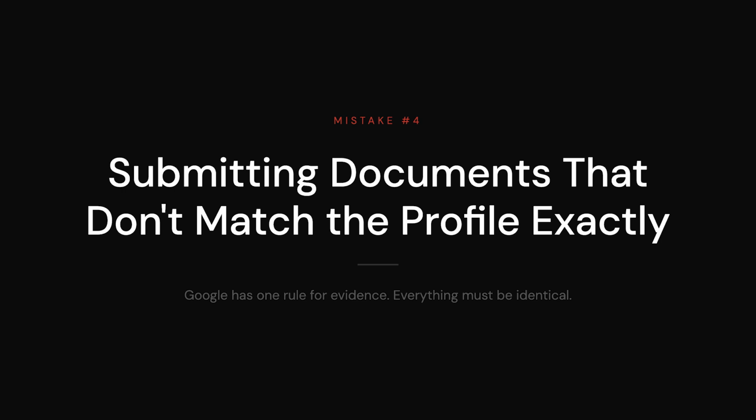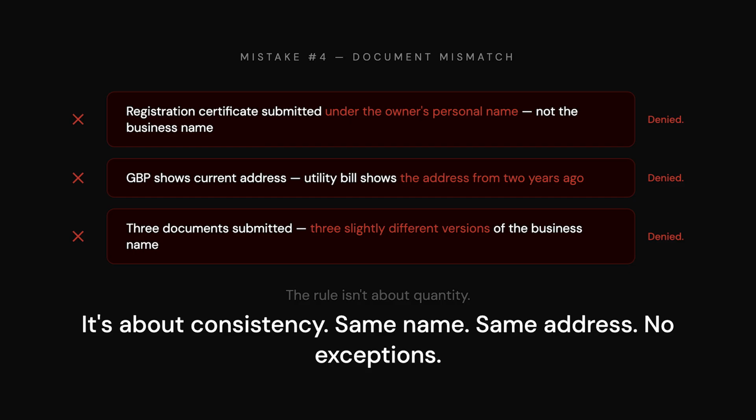Google has one golden rule for evidence. Everything must be identical. The name on every document must match the name on your GBP exactly. The address on every document must match the address on your GBP exactly. And in practice, this is where most evidence packs fall apart.